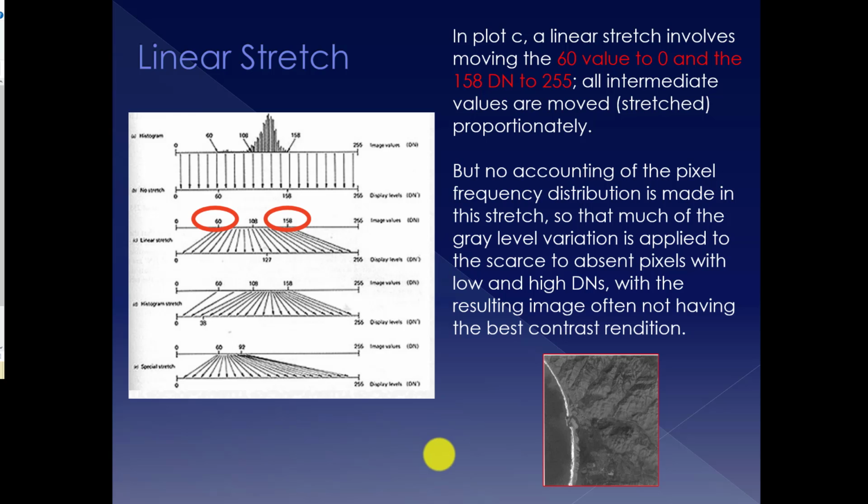So now in plot C, the linear stretch involves moving the 60 value to 0 and the 158 value at the higher end out to 255. And then all of the intermediate values are stretched proportionately. So there's no accounting of the pixel frequency distribution made in this stretch. So much of the gray level variation is applied to scarce and absent pixels with low and high digital numbers, and the resulting image doesn't always have the best contrast rendition.